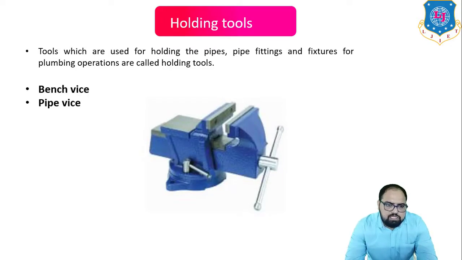So the first tool is the holding tool. From the name we can easily understand that the holding tool is used to hold the workpiece or the pipes. Tools which are used for holding pipes, pipe fittings and fixtures for plumbing operations are called holding tools. The first is the bench vise.